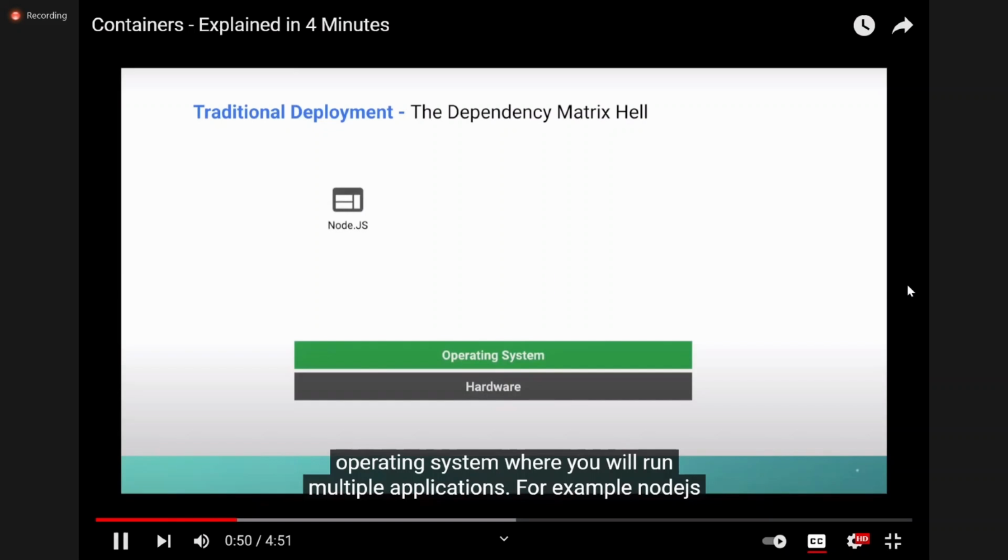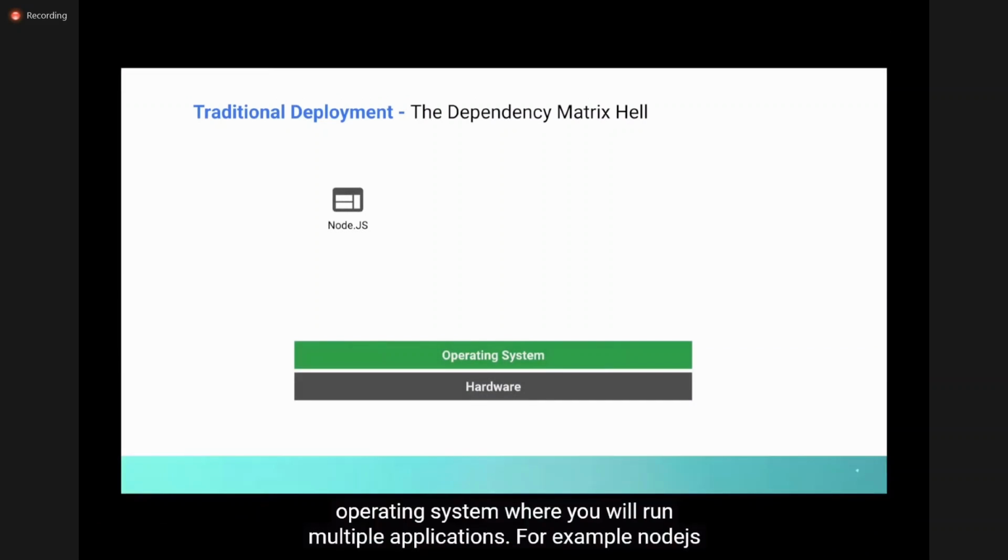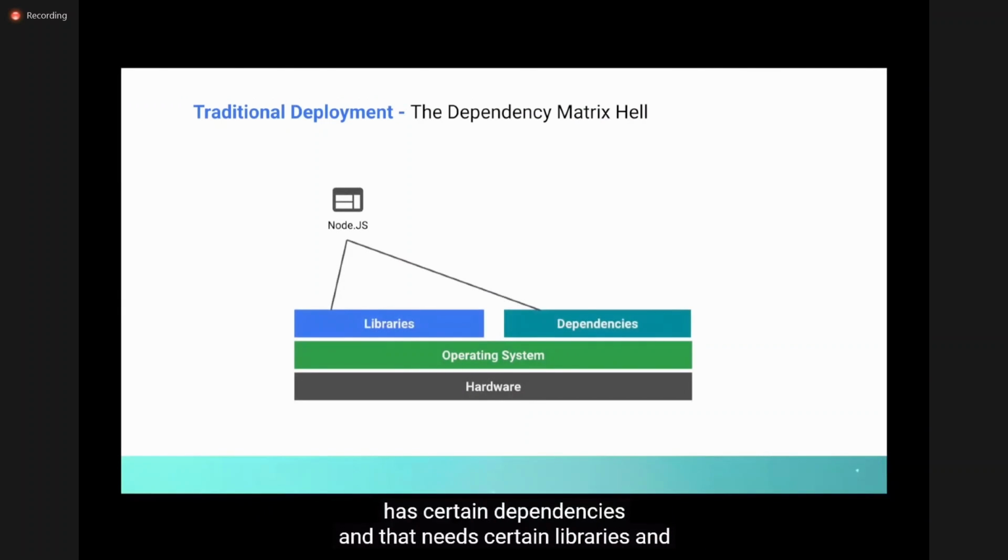System where you will run multiple applications, for example, Node.js that has certain dependencies and that needs certain libraries and specific kinds of operating system.